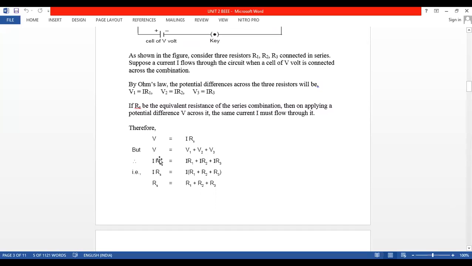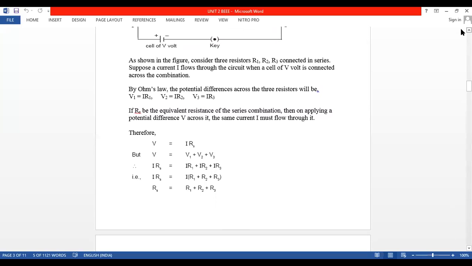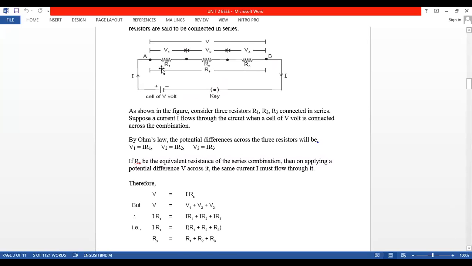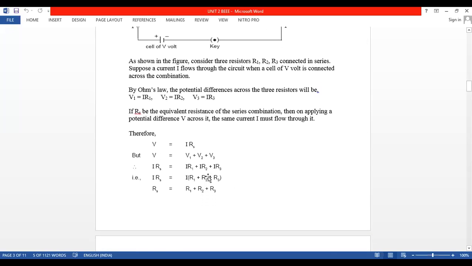From Ohm's law, what is the voltage formula? V equals I into R. Everywhere we write I only, because the same current is flowing. Now, V equals I into R1 plus I into R2 plus I into R3. So R is the total resistance. I gets cancelled.